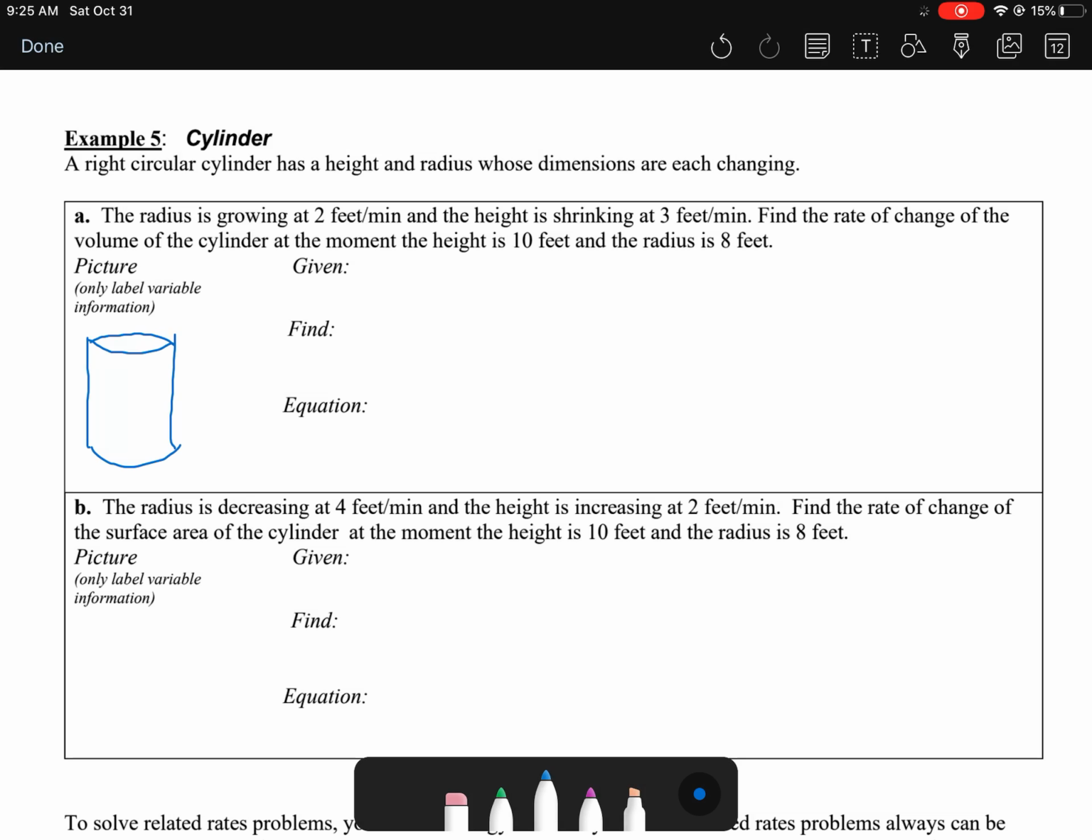So looking a little something like this. Again, your pictures do not have to be perfect. I have a height and I have a radius. Okay, so let's look at our givens. I know the radius is growing at 2 feet per minute, so dr/dt is 2. I know that the height is shrinking at 3 feet per minute.